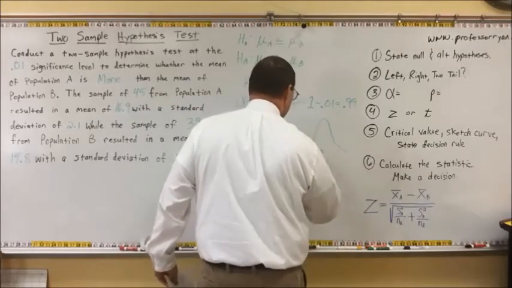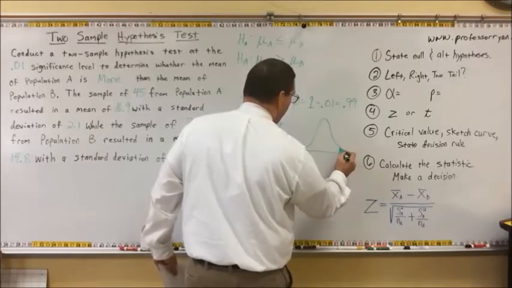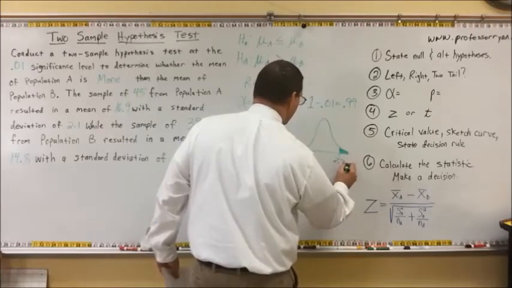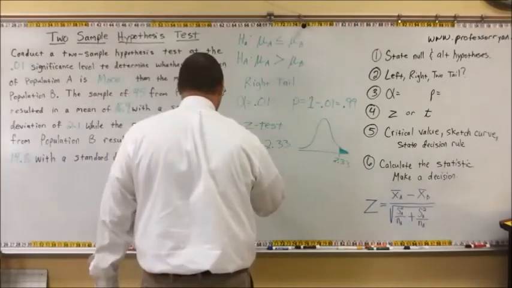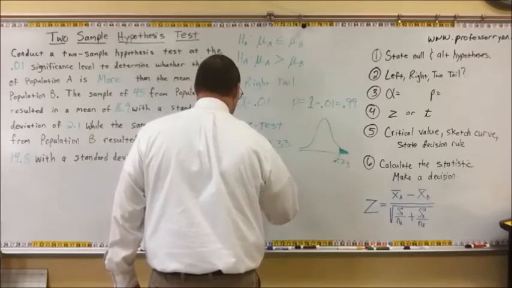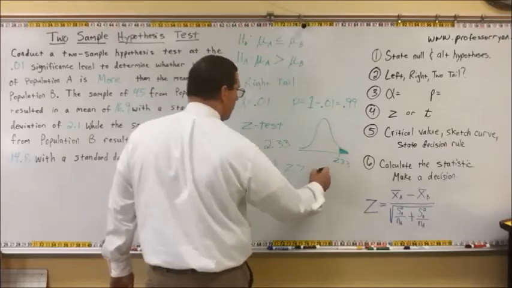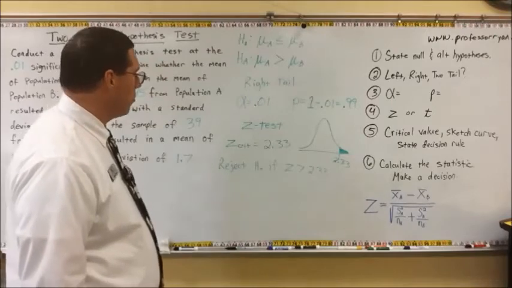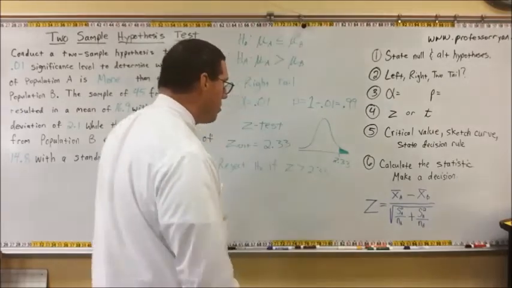All right, so let's sketch the curve here. It's a right tail test, so we're going to shade in the right tail here. And our cutoff score for the rejection region is positive 2.33. And now we can state our decision rule, which is reject H sub O if Z is greater than 2.33. There's our decision rule, okay? All right, last thing we got to do is calculate the Z statistic.